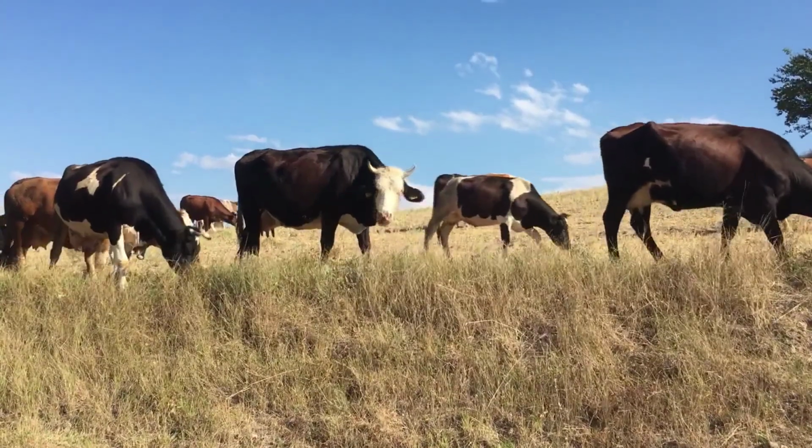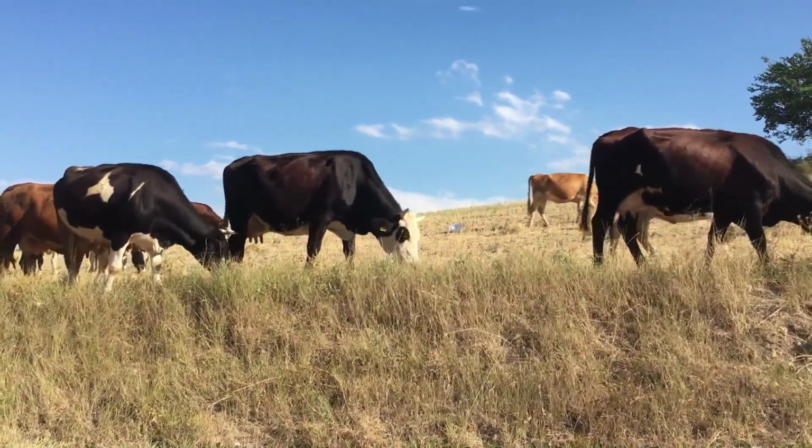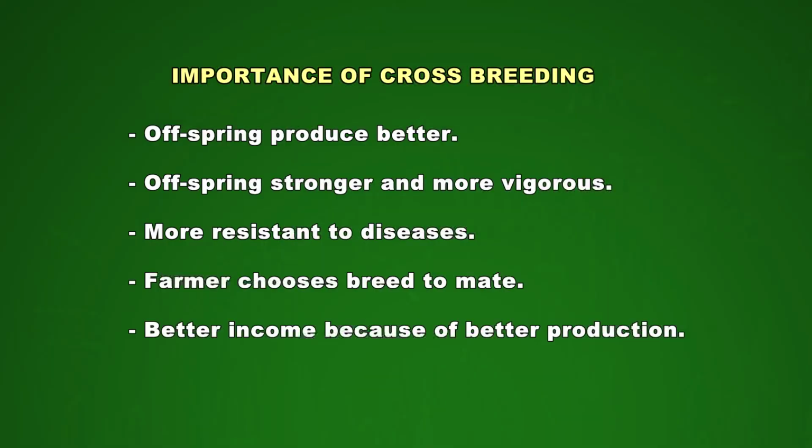We've come to the last part of today's lesson, which is the importance of crossbreeding. The offspring produce better and are stronger and more vigorous than their parents. The offspring is more resistant to diseases. The farmer gets a better income because of better production.